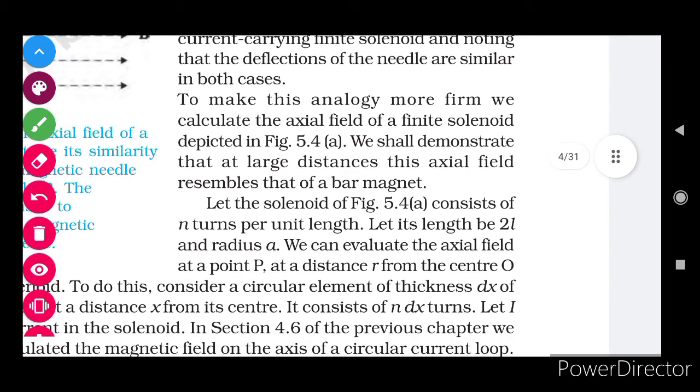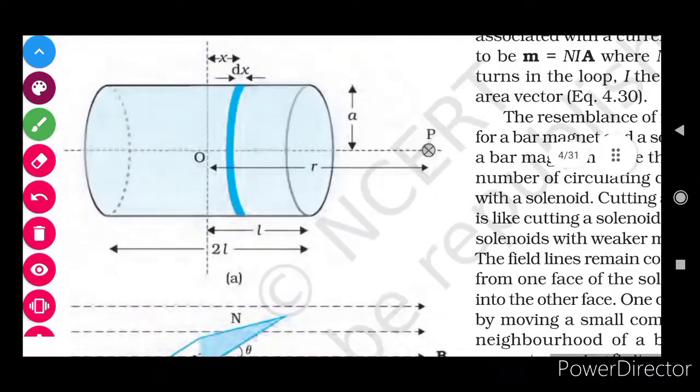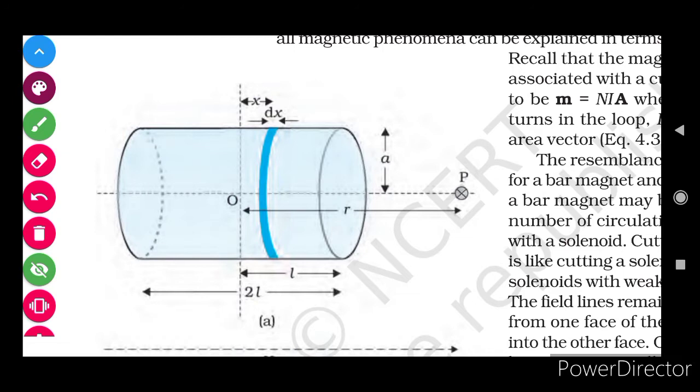Let the solenoid of figure 5.4a consist of n turns per unit length, where n is the number of turns per unit length. Let its length be 2l and radius a. You can see that the length of the solenoid is 2l, with l on each side of the midpoint, and its radius is a.